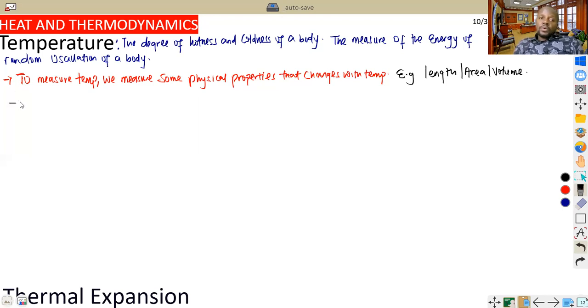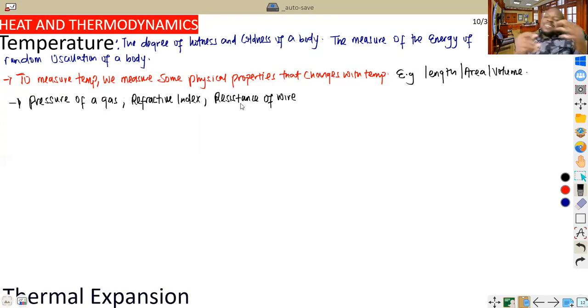Another thing we can measure is the pressure of a gas, which also varies with the temperature of the gas. We also measure refractive index, because refractive index also varies with temperature, so the refractive index of a substance can be measured, which gives us the value of the change in temperature. Another is the resistance of a wire. The resistance of a particular substance can be measured as a physical property that tells us the increase in temperature. And I can give another one, which is electromotive force, EMF, and so on and so forth.